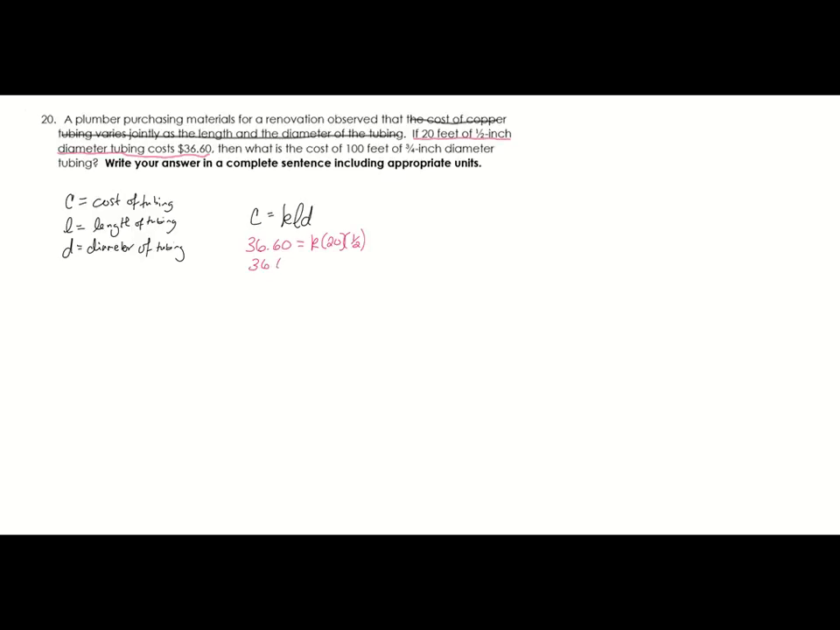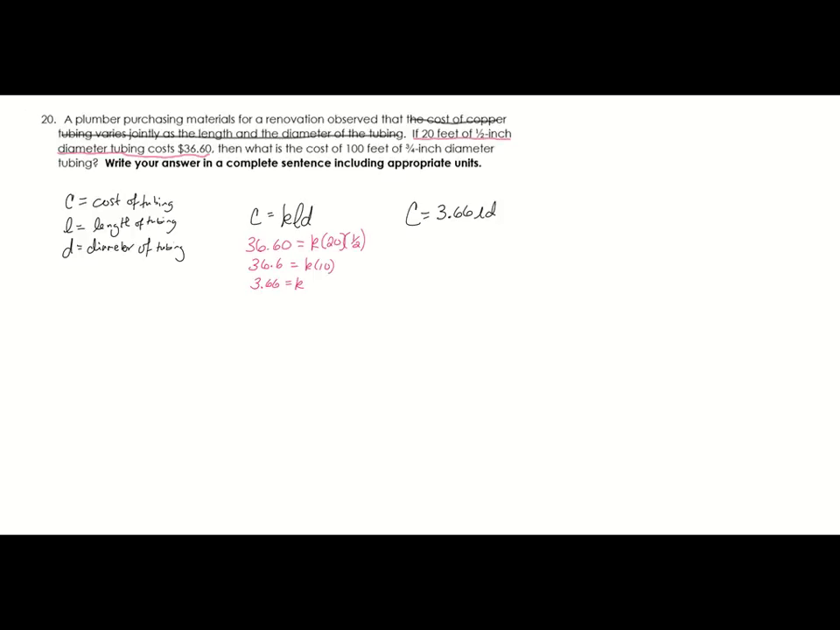So 36.6 is equal to K times 10. Divide both sides by 10 and I get 3.66 is equal to K. So I now know the constant of variation, and I can write down a formula specific to this scenario. C equals 3.66 times L times D. Now I'm ready to solve the problem.